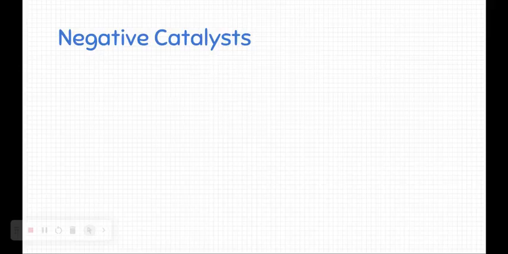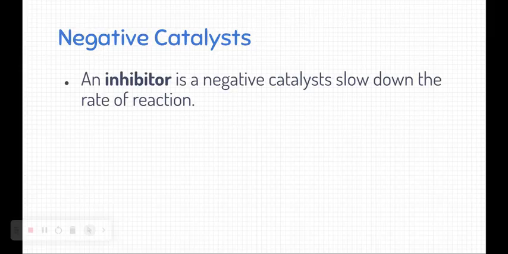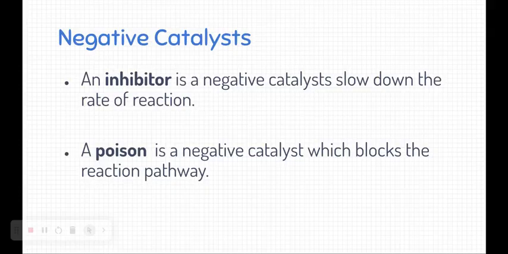We often think of catalysts as increasing the rate of reaction, but we can also have negative catalysts. We use the term inhibitor for any negative catalyst which slows down the rate of reaction. An inhibitor slows down the rate of reaction by increasing the activation energy, providing an alternate pathway. A poison is a specific type of negative catalyst which totally blocks the reaction pathway and thus stops the reaction.